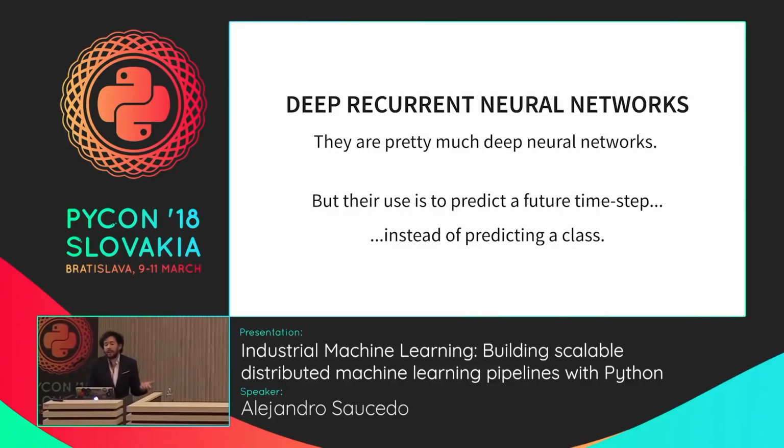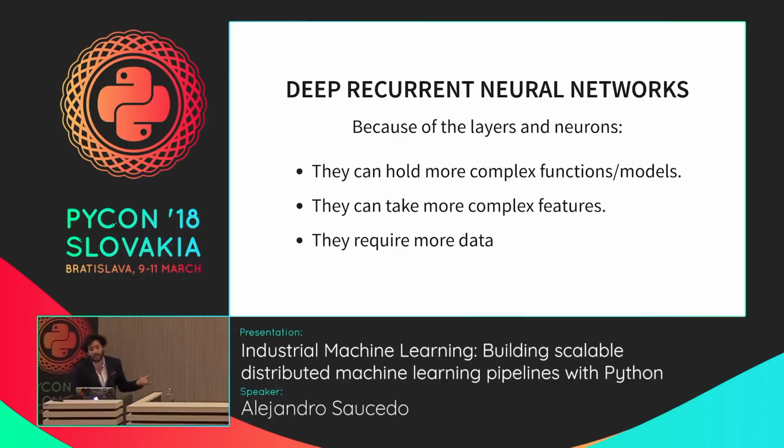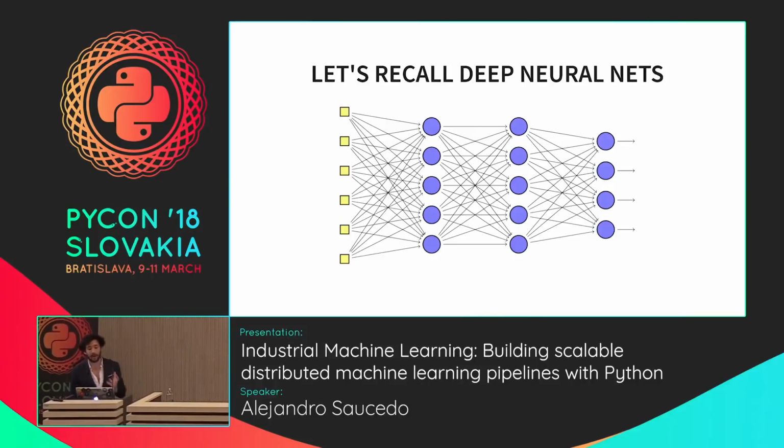Deep recurrent neural networks are pretty much deep neural networks, but they're used to predict a future time step instead of predicting a specific class. So it's the same concept that you would have with linear regression. With deep recurrent nets, they can hold more complex models. They can take more complex features in, and they can model more complex data sets. But ultimately, it's the same approach, just with a more flexible learning algorithm.